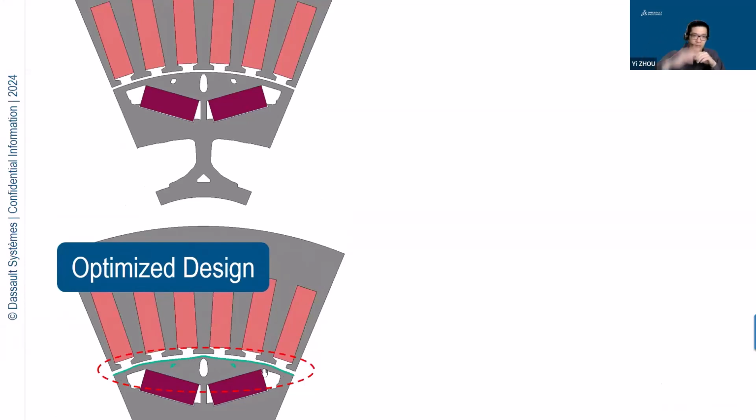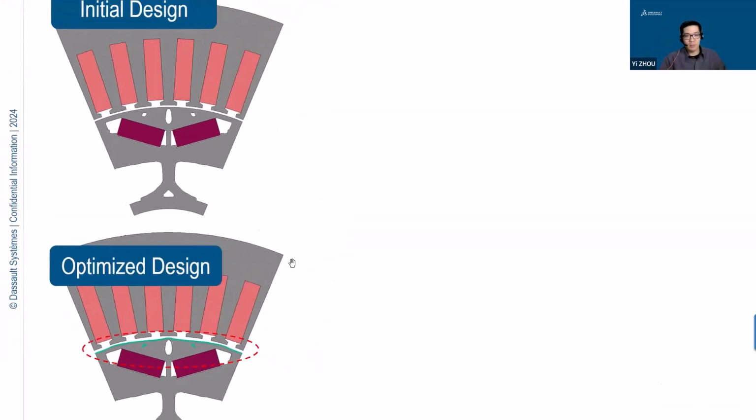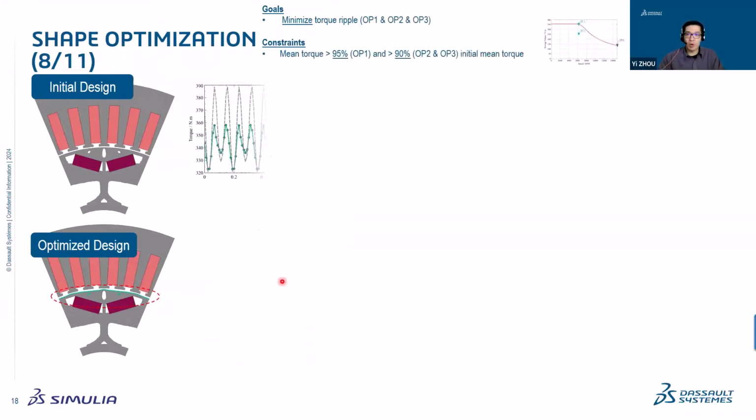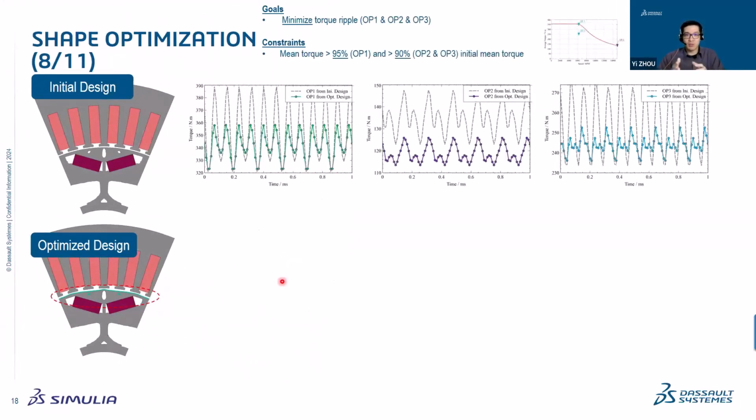So the rotor surface is no more smooth. It has some changes, so the optimizer really does something here. And then if we check, okay, we have the 3 operating points, and we plot this in time domain. We can see that for operating points 1, 2, 3, we try to minimize the torque ripple.